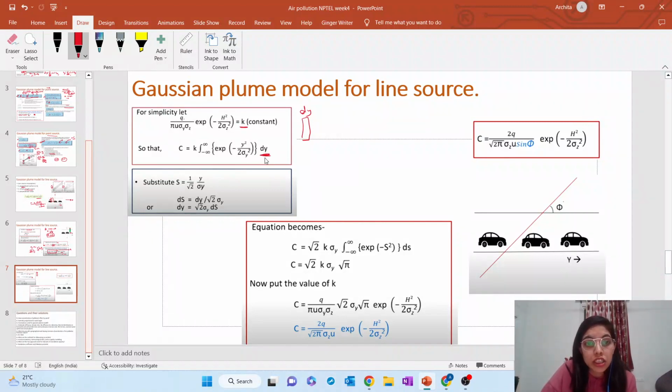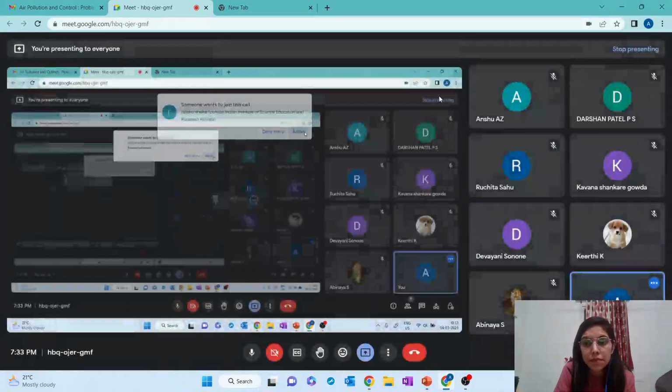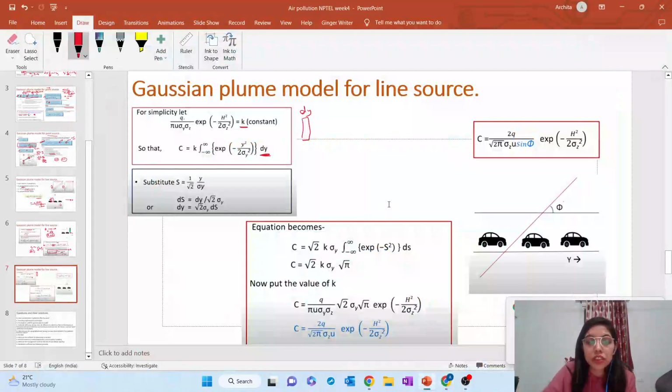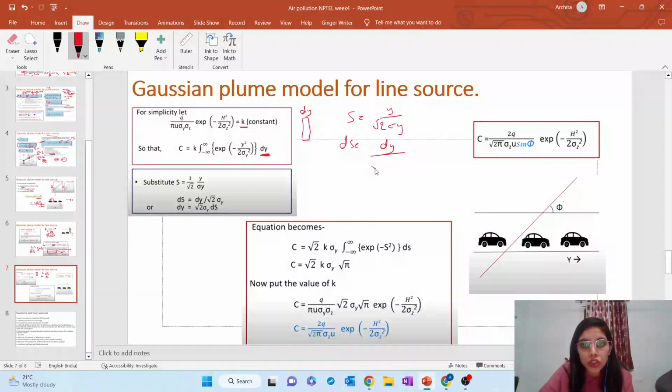Now again they put another term, which is s, and what they did is s is y upon sigma y root 2. The reason they have used that term I will explain in a bit. Now if I differentiate, ds is equal to dy by root 2 sigma y, and the value of dy is root 2 sigma y ds.